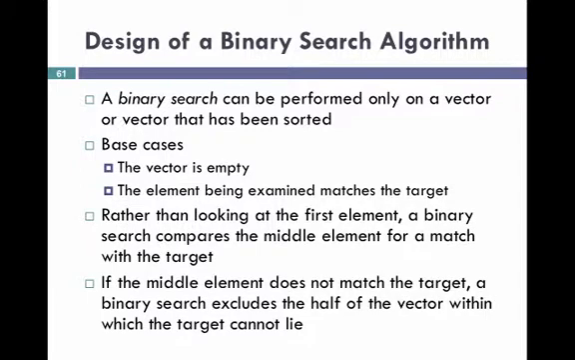Now, a binary search algorithm can be performed only if we have a vector that has been sorted. Our base cases are that the vector is empty, or the element being examined matches the target. Rather than looking at the first element, a binary search compares the middle element for a match with the target. If the middle element doesn't match, the binary search will exclude half of the vector within which the target cannot lie. So a binary search algorithm is going to be much more efficient than our linear search, and it's a powerful tool that we will see used throughout the rest of this semester.